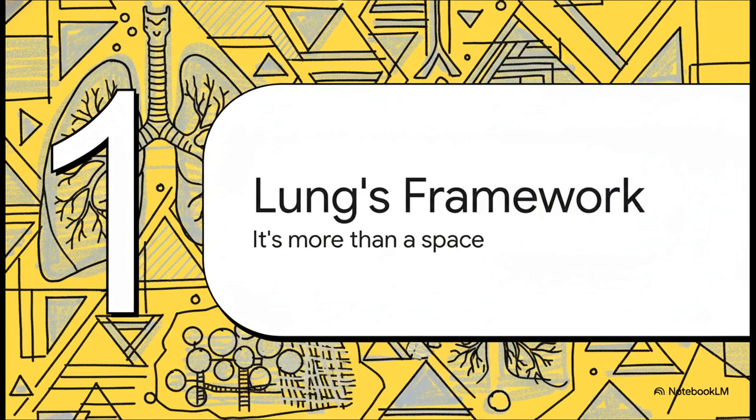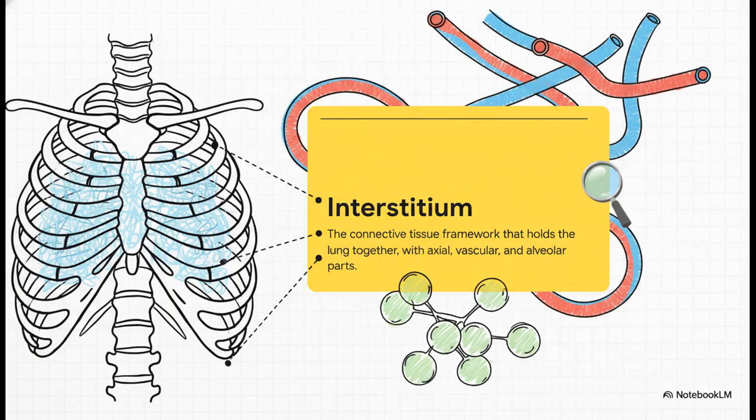Okay, let's jump right in and clear up that big misconception about the interstitium. It's not a void, it's really the architectural foundation holding the entire lung together. Think of the interstitium as the lung scaffolding. It's this continuous web of connective tissue that has a few key parts. You've got the tissue that anchors everything, the tissue that surrounds all the blood vessels, and the tissue that gives structural support to the tiny air sacs where gas exchange happens. It really is the complete structural matrix of the organ.